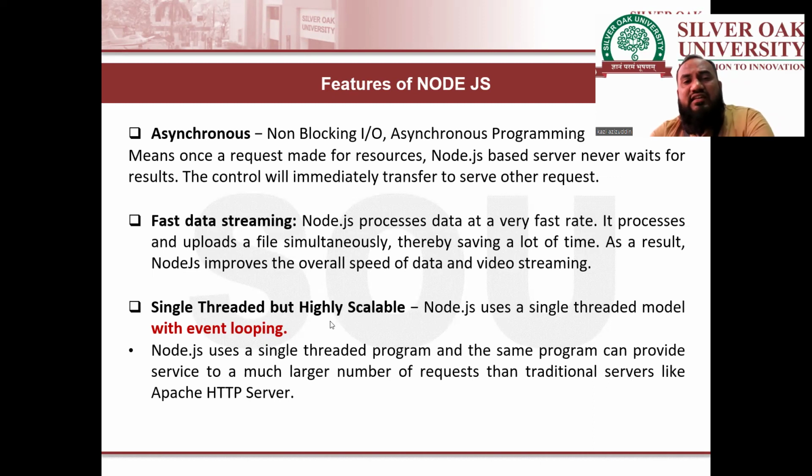Then single threaded but highly scalable. The whole Node.js process runs on a single thread. It will not create multiple threads to handle all the processes. It serves different requests with the use of a single thread only. So Node.js uses a single threaded model with event looping. Node.js uses the concept of event looping. This single thread program can provide service to a much larger number of requests than traditional servers like Apache HTTP servers. So due to the asynchronous environment, though a Node.js application runs on a single thread, it can serve more requests as compared to the traditional Apache HTTP server.